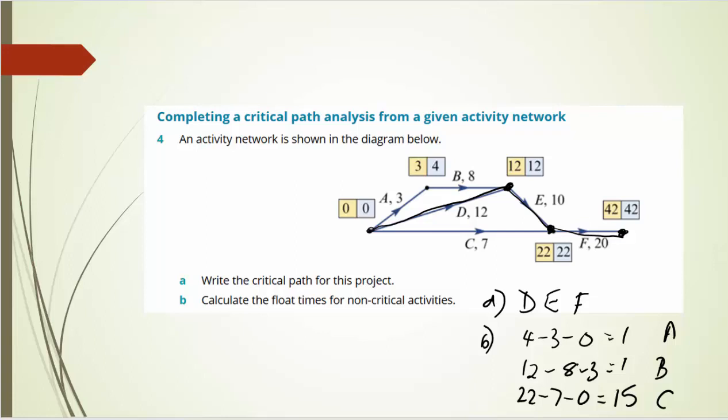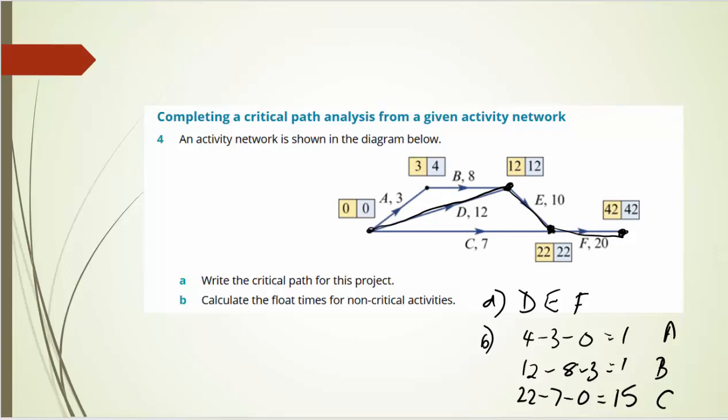Critical path of the project is the numbers which are the same in both boxes, so 0, 0, 12, 12, 22, 22, 42, 42, so that'll be D, E, F. And the other activities are the non-critical activities. That'll be A, B, and C.